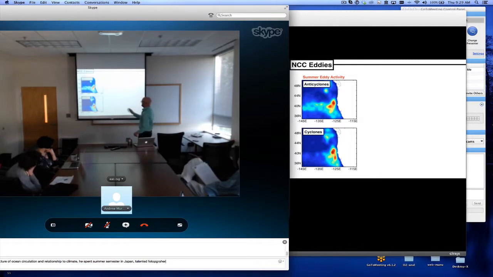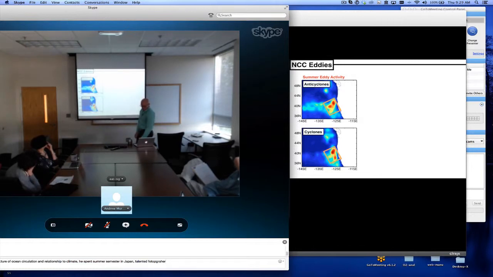These maps are specifically summer eddy activity, so this is where we see most eddies being formed. And you can see that anticyclones have this nice, robust offshore progression. Cyclones, not quite as much, but still some. But really, this is the area where we want to look for physical forces, this being the cradle of eddies, where they are formed.